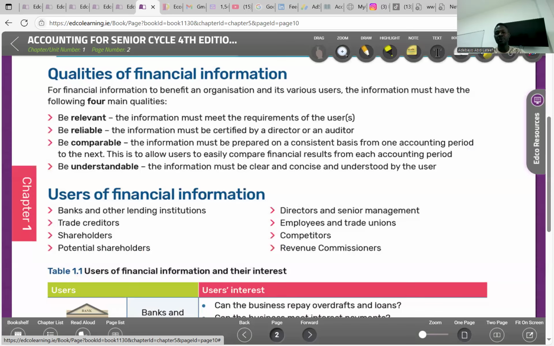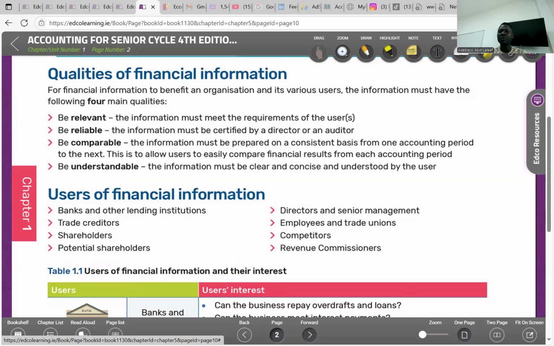Two, be reliable. The information must be certified by a director or an auditor. It must be information that has been attested, that has been passed, that has been checked by experts.